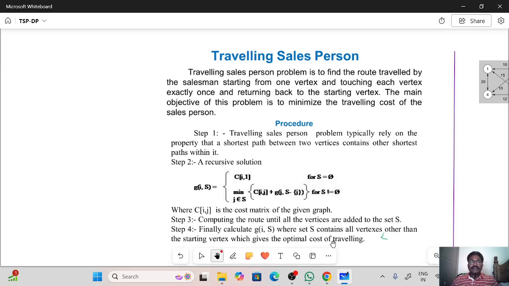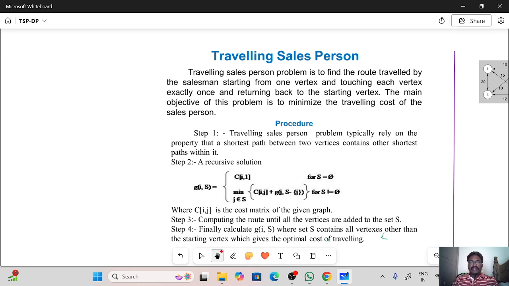Hi everyone. In this session I am going to discuss the traveling salesperson problem using dynamic programming. First I want to discuss the problem statement of the traveling salesperson problem.